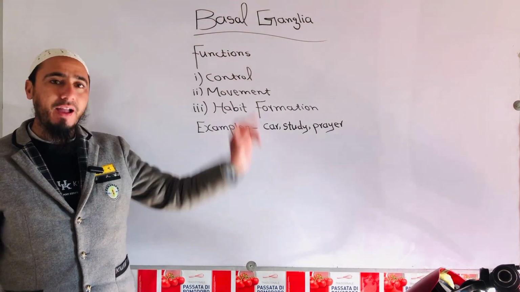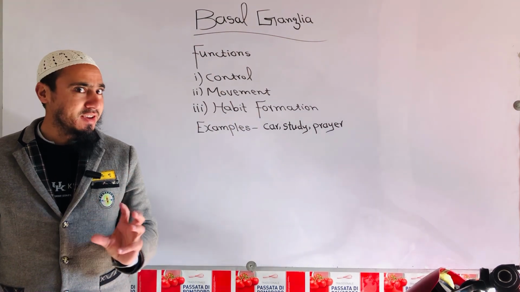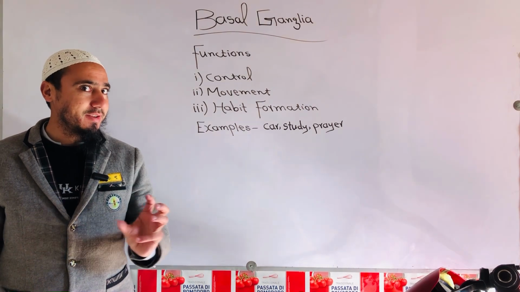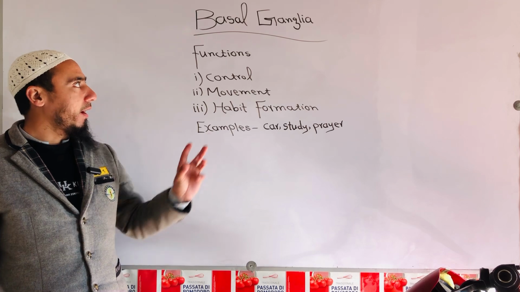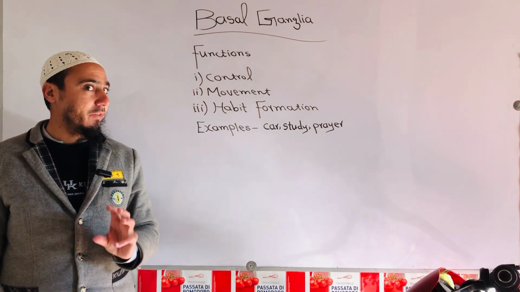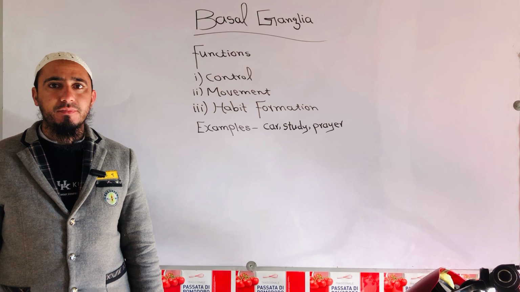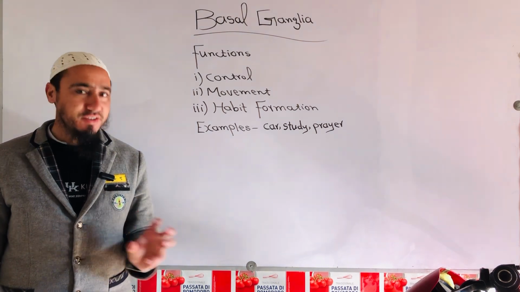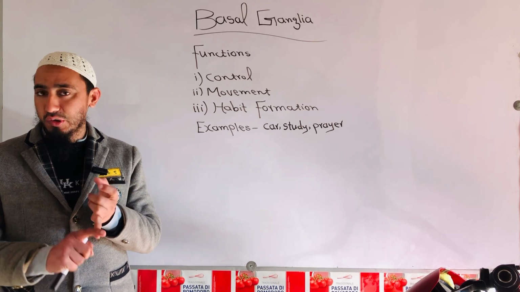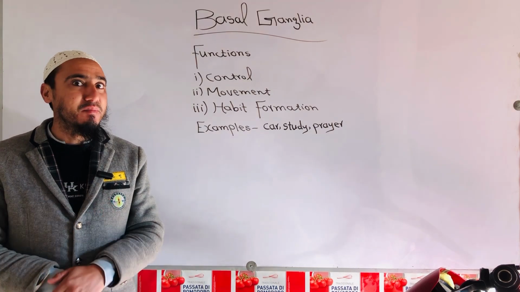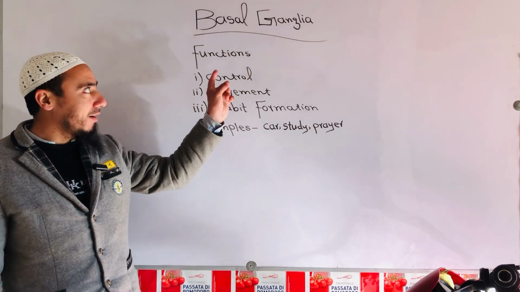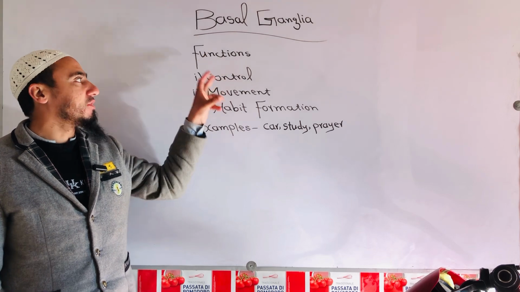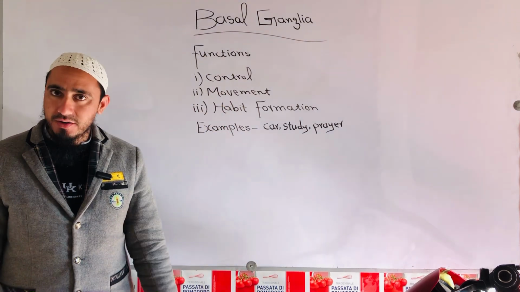Listeners and audience, the basal ganglia is considered a part of the brain and it has various structures in the brain, and it is located in the very center of the brain. The basal ganglia has many functions like controlling emotion and movement. However, we are discussing a very important function of this part of the brain, and that is habit formation.